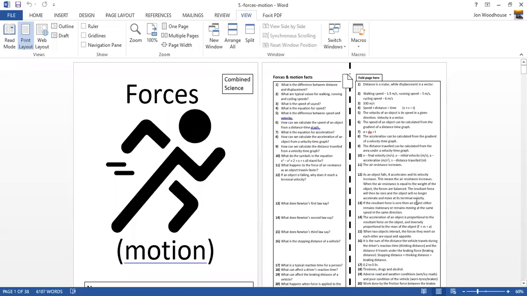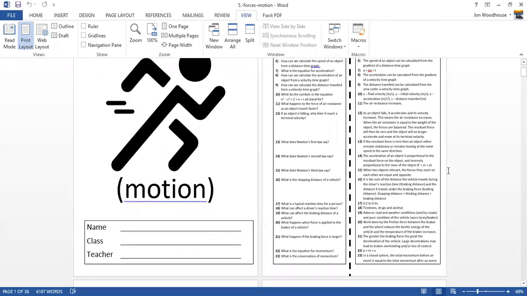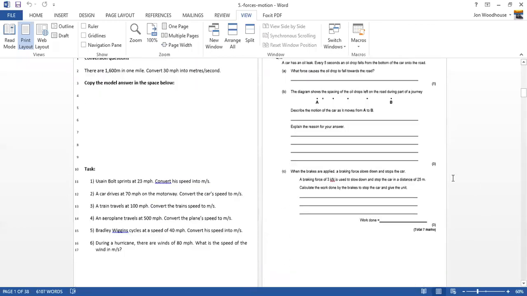Hello, you tens. Hopefully you've opened up your booklet, you've done your speed calculations, your distance time graphs, you've looked at converting miles per hour to meters per second, kilometers per hour to meters per second. So now we're just going to move on to look at acceleration.